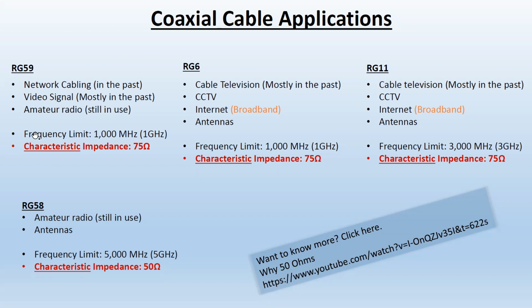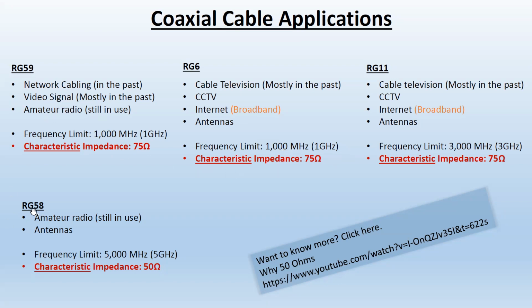RG59. Frequency limit 1000 megahertz. Well, same as that one. Then what gives? What makes this thing different? Characteristic impedance 75 ohms. The differences are in the next slide. All right, so hang tight.